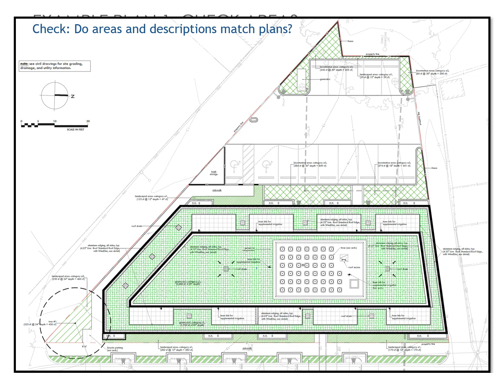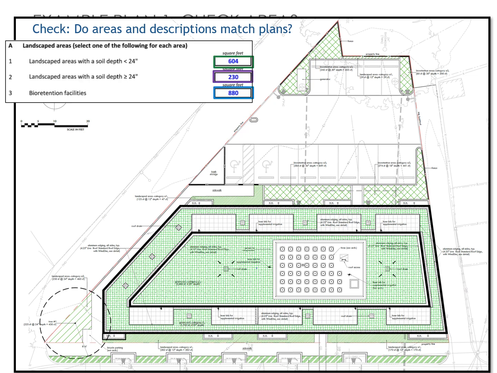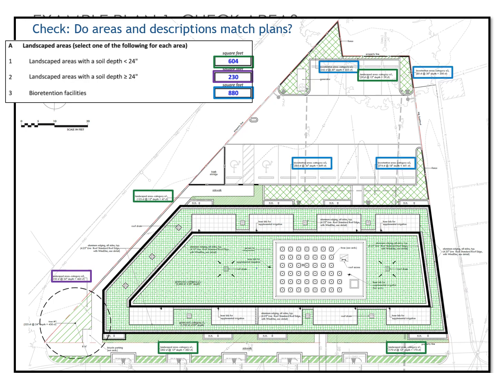So here's the plan view again, zoomed in. Again, the plan reviewer will look to see if the areas match the score sheet. So just looking at that landscape area piece of the score sheet, we see landscape areas with soils depth less than 24 inches is 604. We go through the plans and look for all of the areas where there is A1 credit claimed, and I've highlighted those in green, add that up, and it does in fact add up to 604. And that applies for A2 and A3, and they all match.